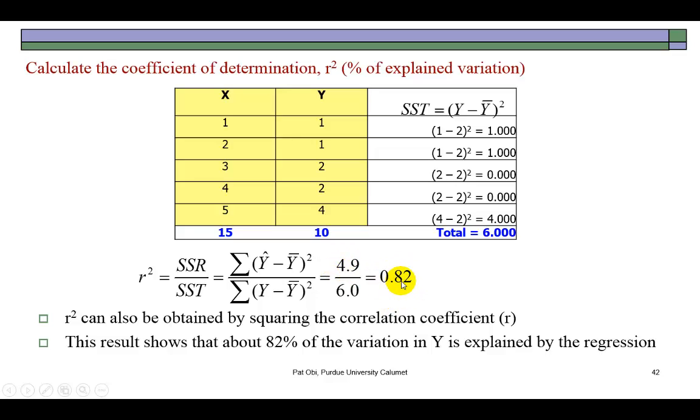So as you can see, since the value of r square ranges between 0 and 1, a value of 0.82 is pretty high. Caution though, r square is a descriptive statistic. In other words, it simply describes, in this case, the proportion of the variation in y that has been explained by x. Specifically, r square of 0.82 means that about 82% of variation in y has been explained by the regression. Pretty high.